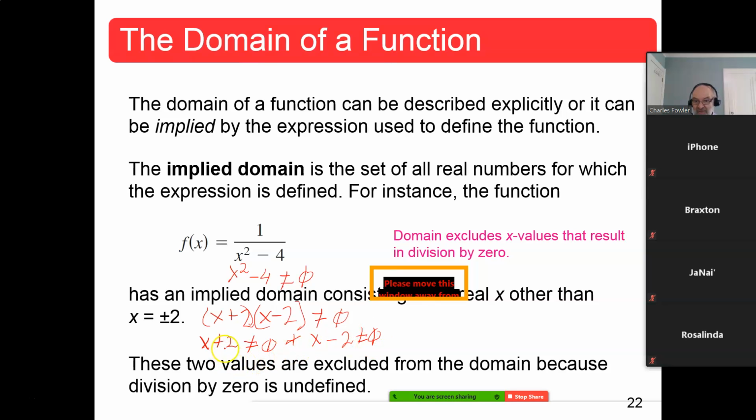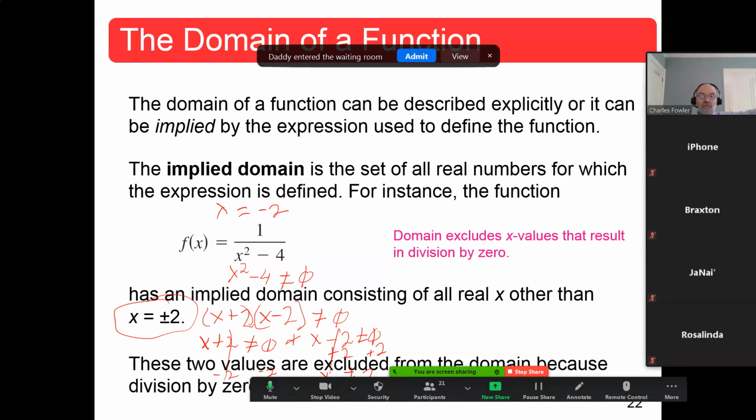And if you solve this, you subtract 2 from both sides, and because these two add to 0, x cannot equal negative 2. And here you add 2 to both sides, and these two add to 0, x cannot equal positive 2. So that's why they say it has an implied domain consisting of all real numbers.